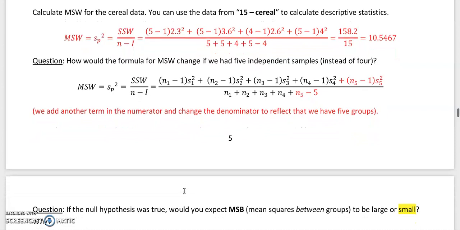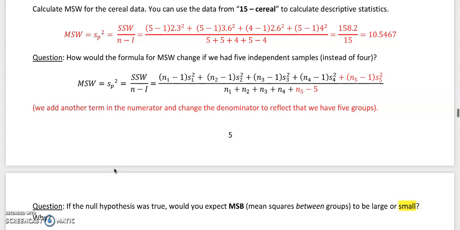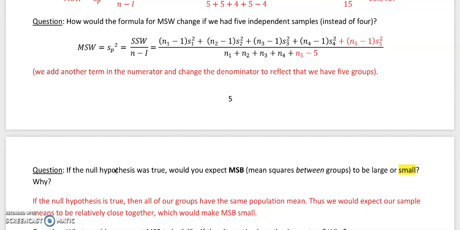So the first question we have here is, if the null hypothesis was true, would we expect the mean squares between groups to be large or small? If you think about it, our null hypothesis said that all of our population means were the same. So if all of your population means are the same, you would expect that your sample means would likely be pretty close together as well. And so mean squares between should end up being small.